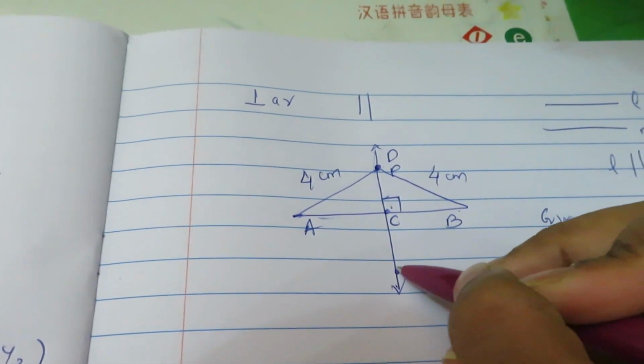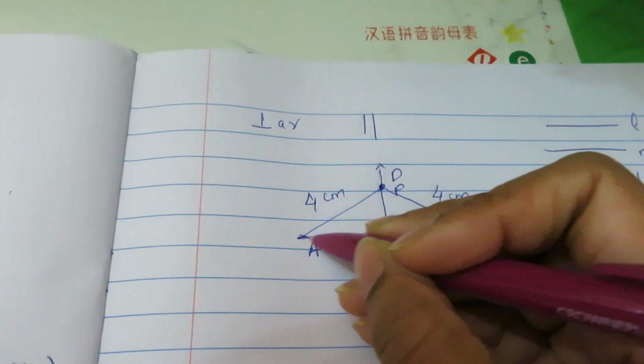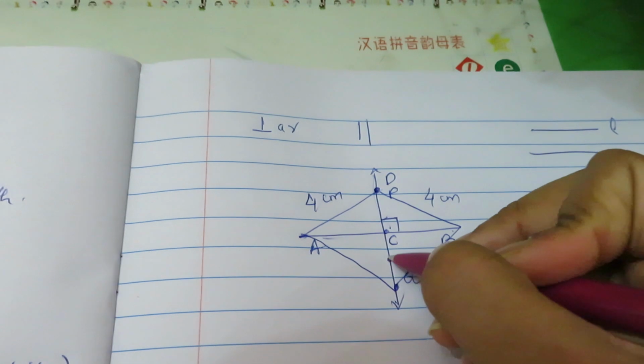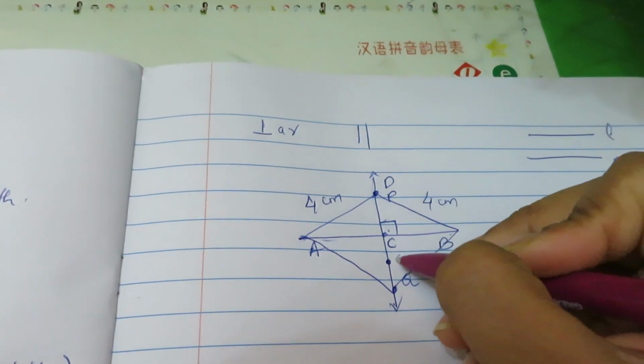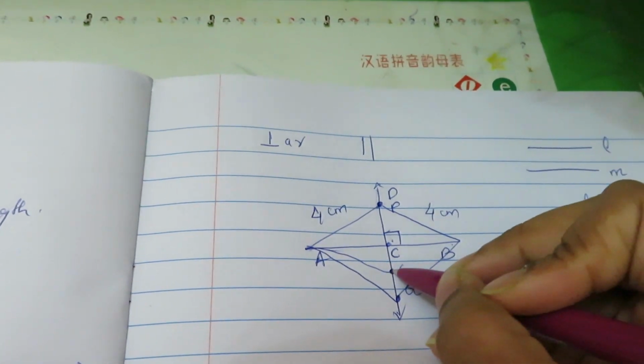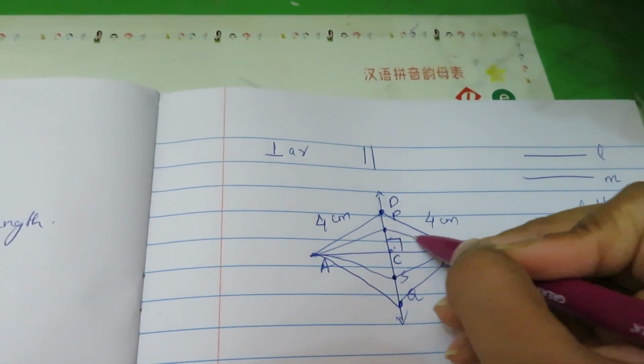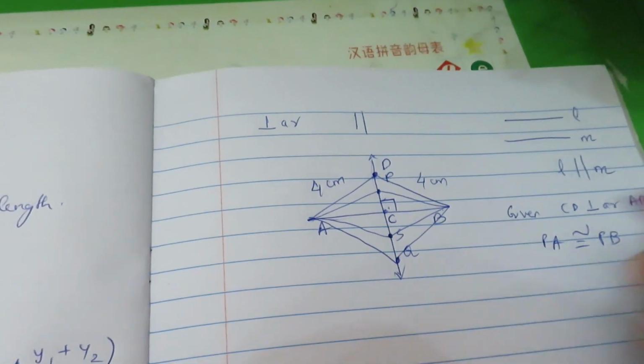If I have a point here, say point Q, now your QA is going to be equal to QB. If I have a point on the bisector S, SA is going to be equal to SB. If I have a point E, EA is equal to EB. This is what the bisector theorem says.